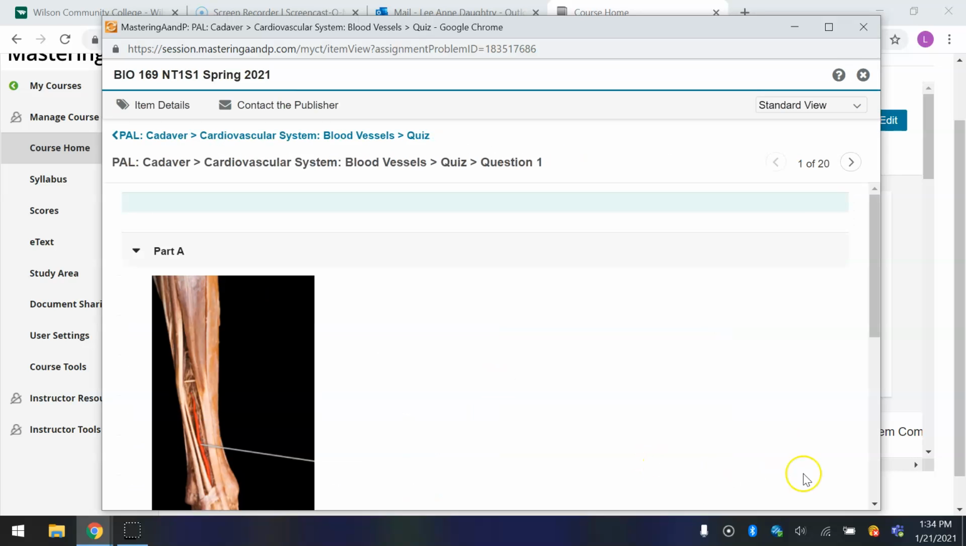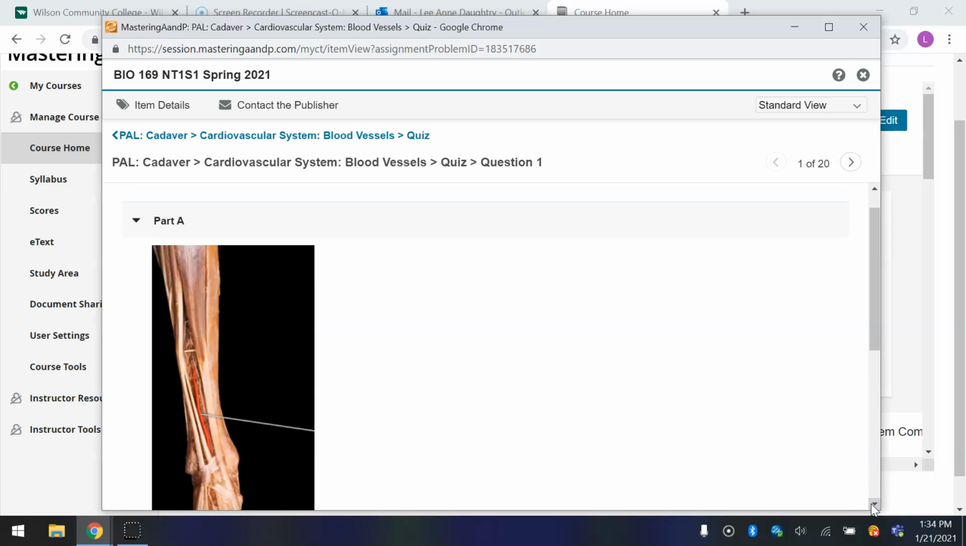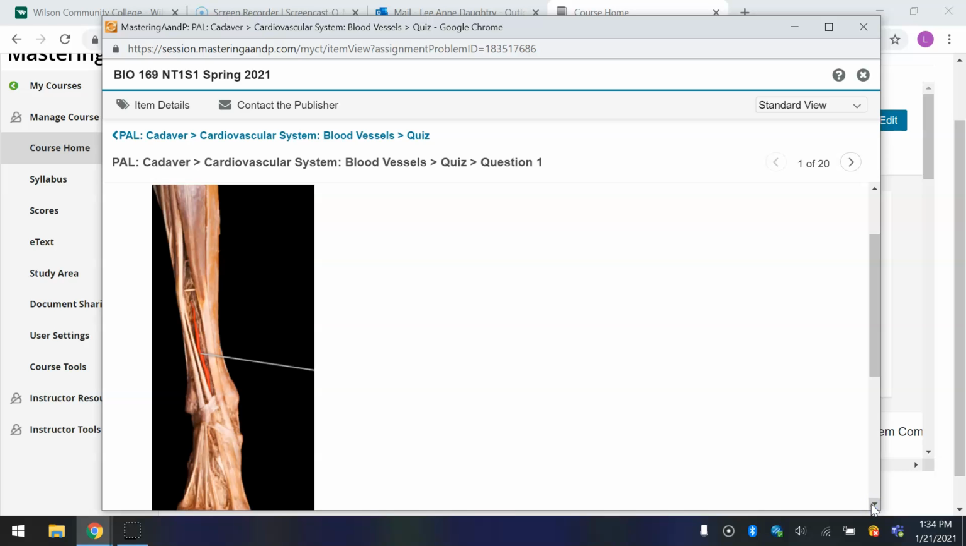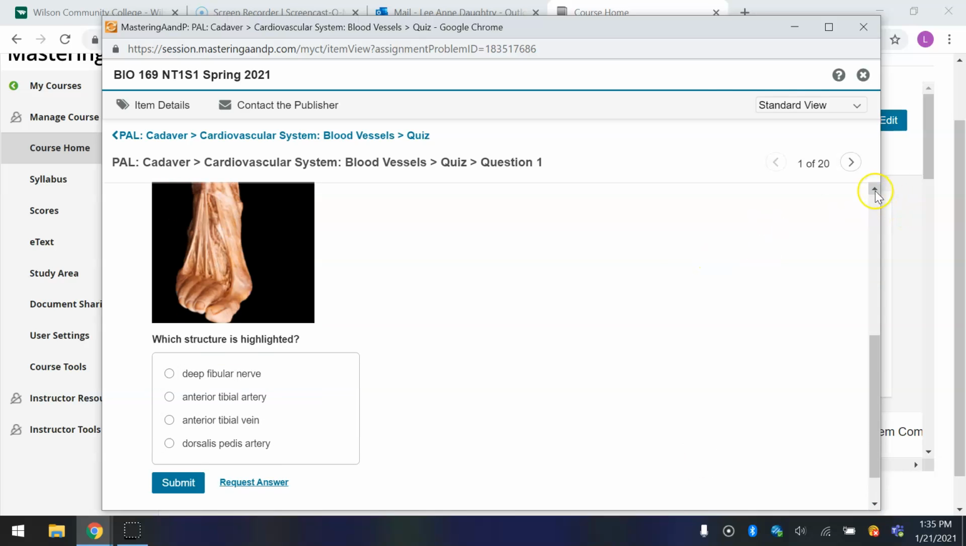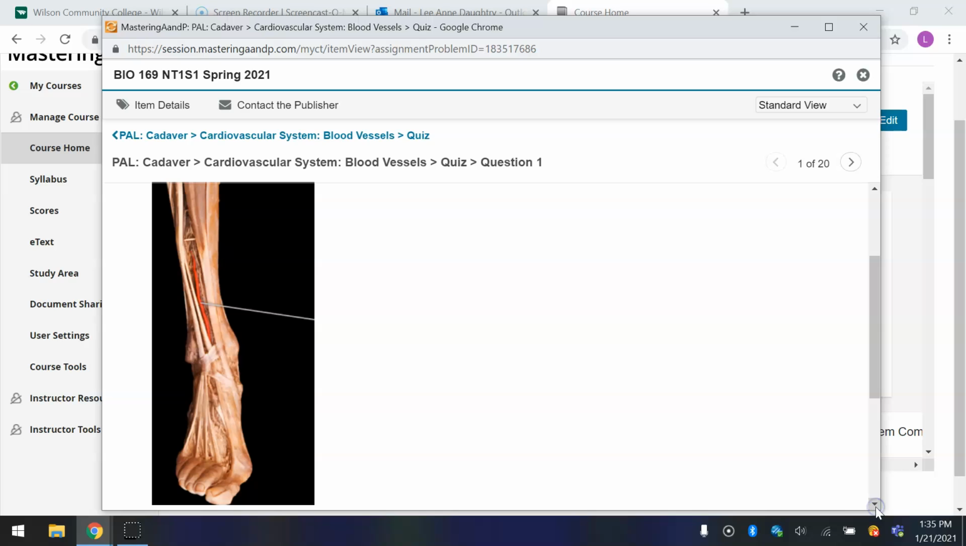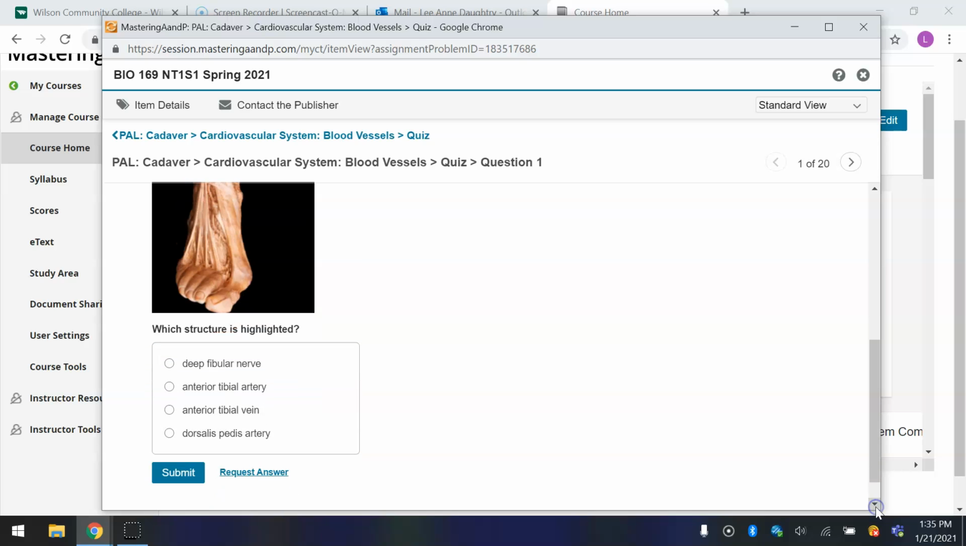And this is typical of the questions that you'll see on a PAL quiz. If it's cadaver, that means it will be on a human cadaver or dead body. They're asking you, well, what does the question say? Which structure is highlighted? And you can see in red, there's a structure here that's highlighted. If you look at the whole structure, you can tell that it's a blood vessel that's near the ankle. And it says deep fibular nerve, anterior tibial artery, anterior tibial vein, or dorsalis pedis artery. Now, more than likely, you don't know the answer to this. So what are you going to do?